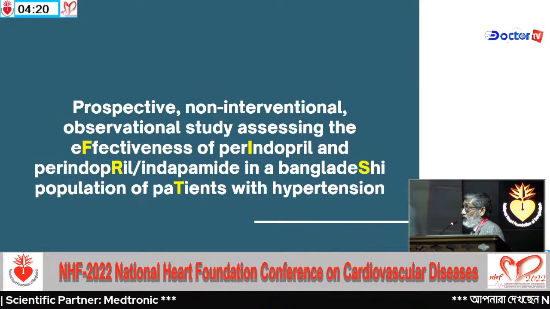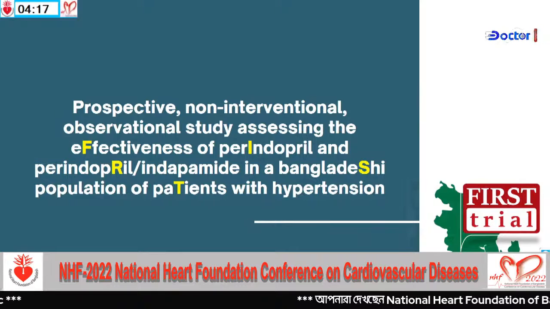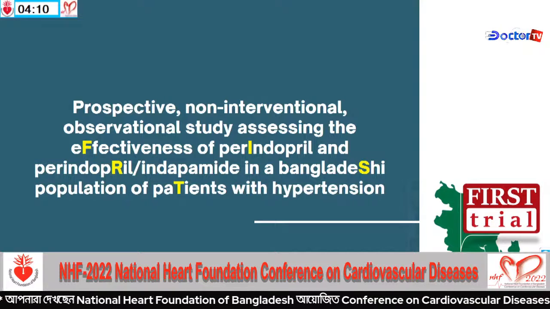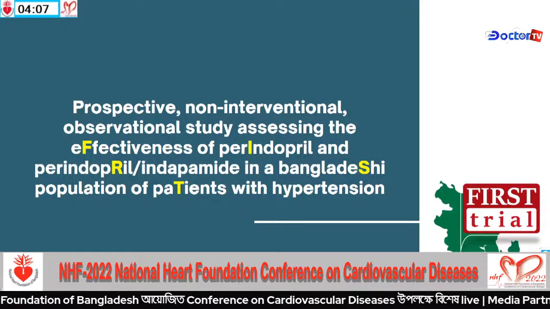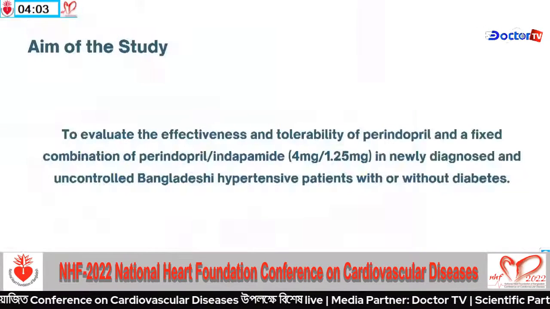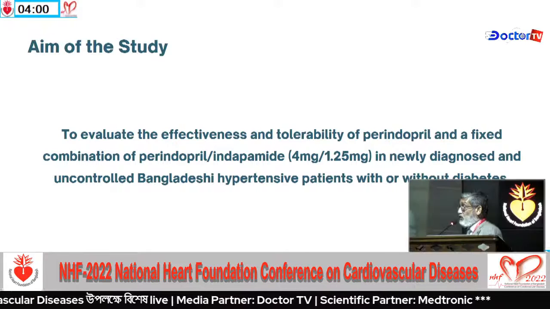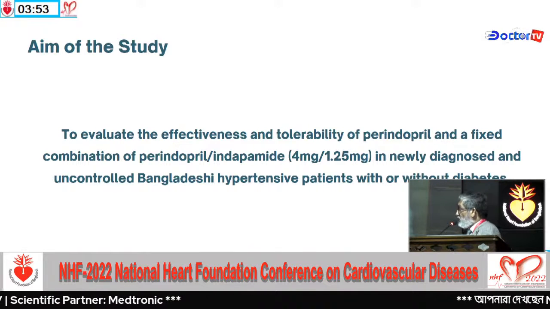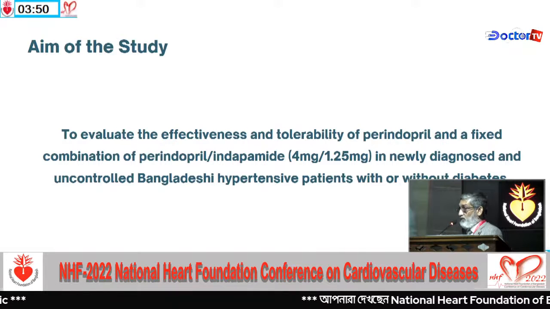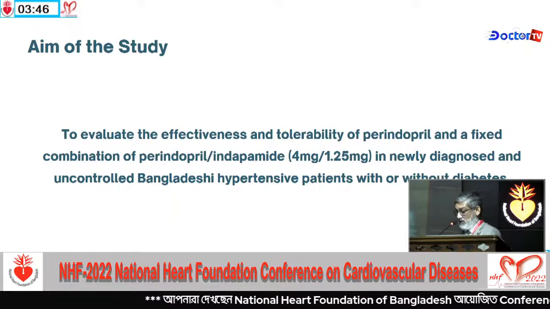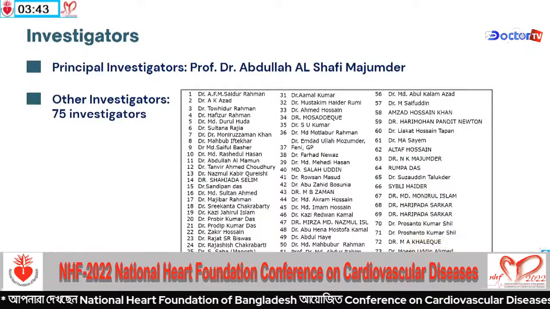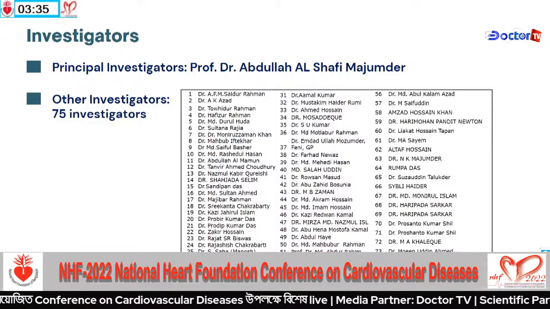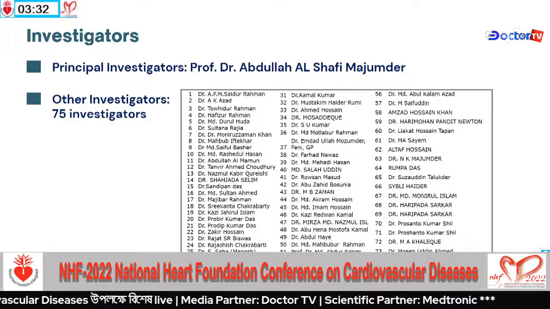So this is the context of my topic, which is the presentation of the data from the first trial, a prospective non-interventional observational study assessing the effectiveness of perindopril and perindopril-based diuretic combination in a Bangladeshi population of patients with hypertension. Now, the aim of the study was very pragmatic. We concentrated on two hardcore factors: the effectiveness of this drug in controlling or reducing blood pressure in our Bangladeshi population, and their tolerability with regard to the most common side effects attributed to ACE inhibitors. 76 investigators participated throughout Bangladesh under the leadership of Professor Abdullah Shafi Mojumdar, the distinguished professor and former director of NICVD.